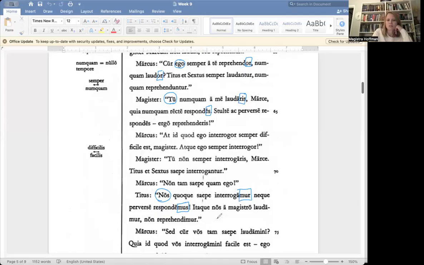Okay, so you can see how these are working. This is the same thing in this next sentence. Marcus then complains back again, "Sed cur vos tam saepe laudimini?" Okay, so we've got a vos here indicating for us in our text that our ending is going to be this second person plural, y'all. But why do y'all often, why are y'all so often being praised? Okay.